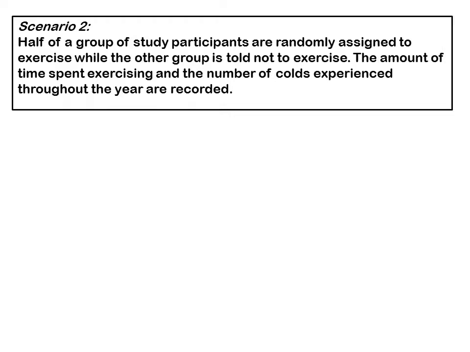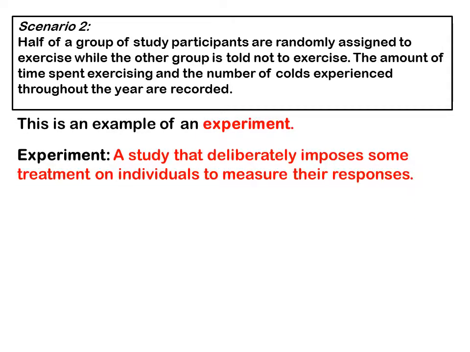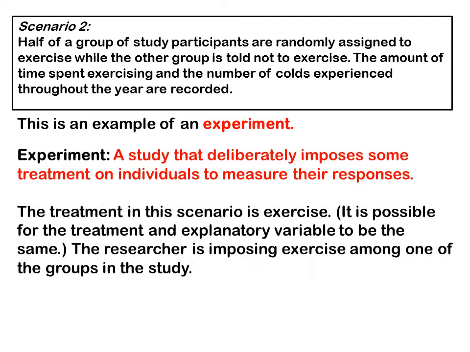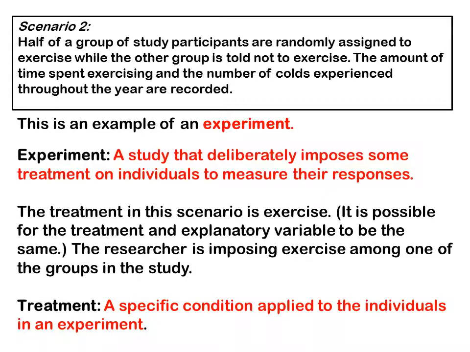In scenario 2, this is actually an experiment. An experiment is a study that deliberately imposes some treatment on individuals to measure their responses. So in the previous scenario, the subjects were already exercising, but in this example, we are actually making one group exercise and another group not exercise. The treatment in this scenario is exercise. It is possible for the treatment and explanatory variable to be the same. The researcher is imposing exercise among one of the groups in the study. A treatment is a specific condition applied to the individuals in an experiment.